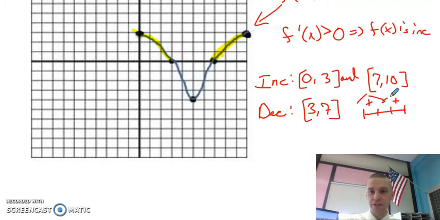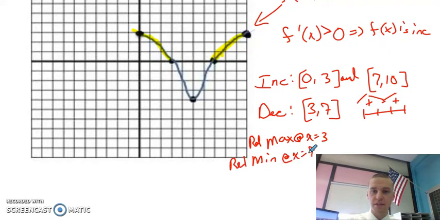And so we can find that we have a relative max at x equals 3, and a relative min at x equals 7. And so the next thing that we can look for is concavity. And so we're going to be concave up.